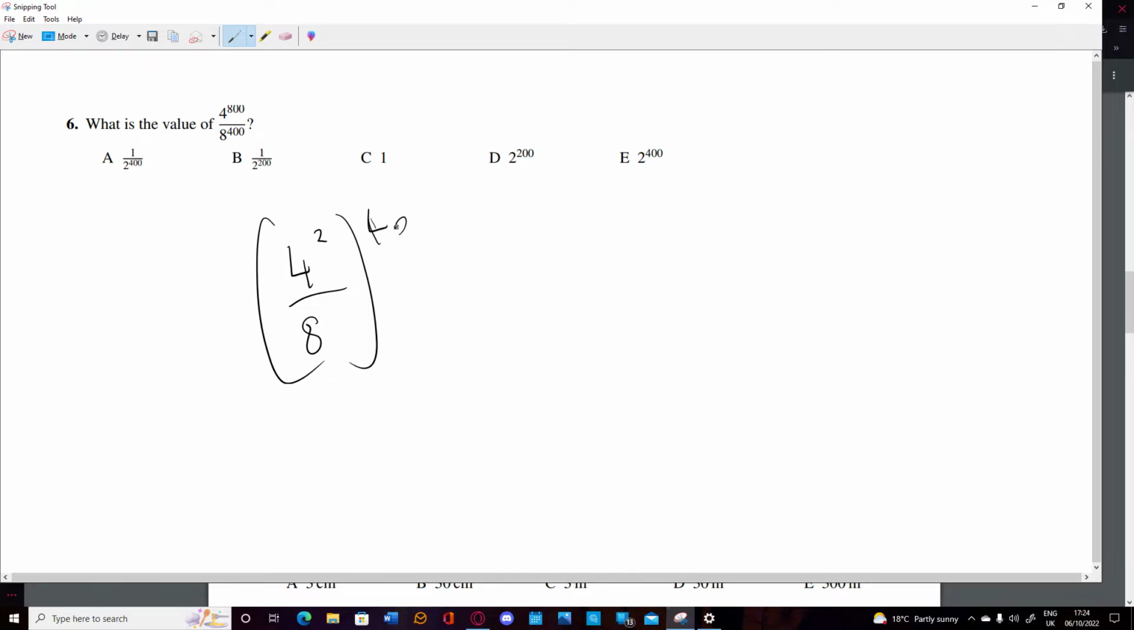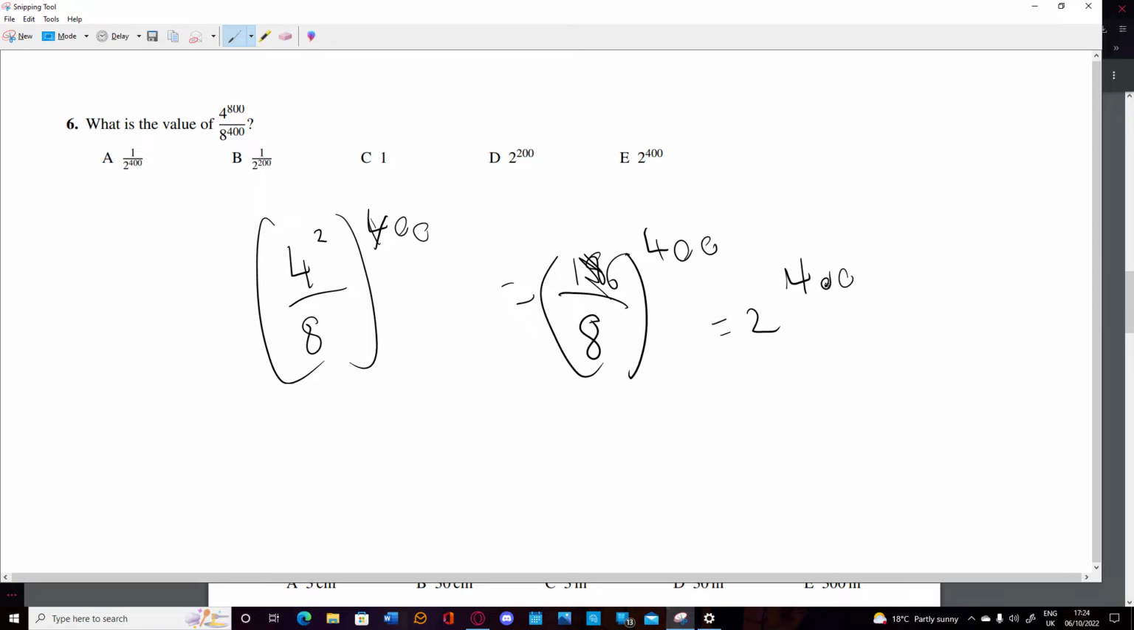to the power of 400, is equal to this fraction. Let me just double check that. Yep. So that's equal to 16 over 8 to the 400, which is equal to 2 to the 400. And that is option E.